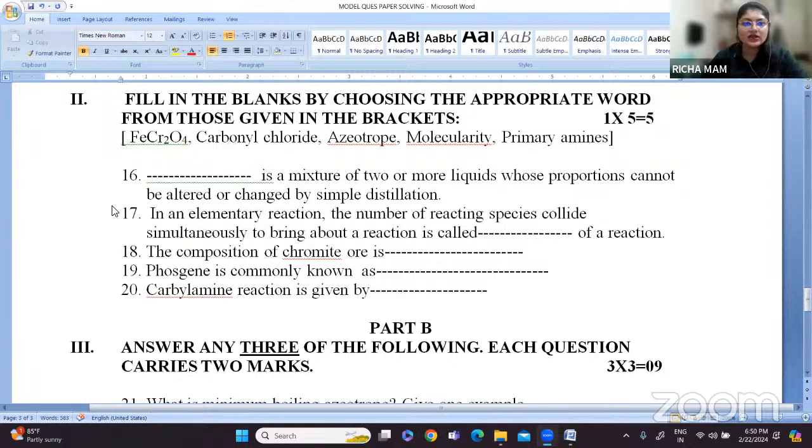Next question. The composition of chromite ore is... What is the composition of chromite ore? Yes, Dhanush and Priyanka, the answer is right. FeCr2O4. So here the answers are already given. I'll write it down, which is the answer for which one. So azeotrope 16th one, 17th one, and this is the 18th one.